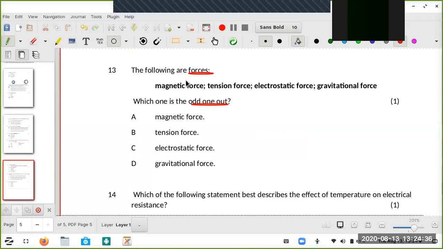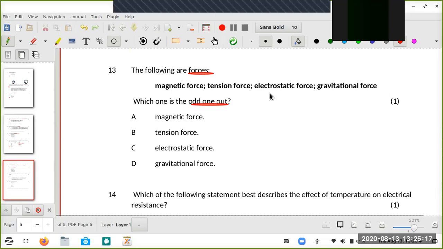Magnetic force, it can either be a push or a pull, right? Tension, it's only a push. Electrostatic, it's either a push or a pull, both forces. Gravitational, it's only a pull, right? So magnetic and electrostatics is both push or pull. Then tension, it's only push. Gravitational, it's pull. Push and pull are not the same, right? But these two, magnetic and electrostatic, they are fine.